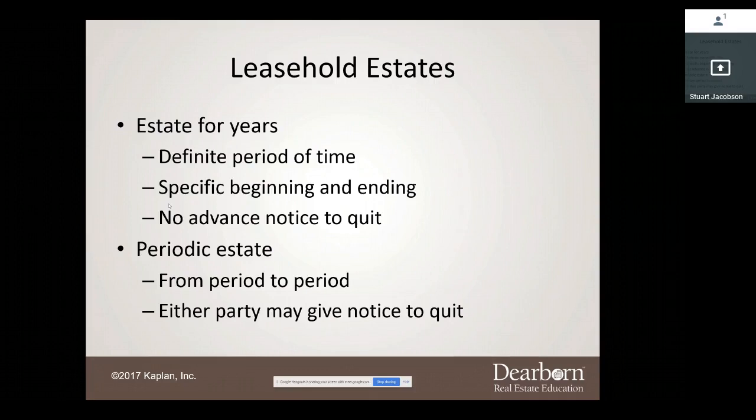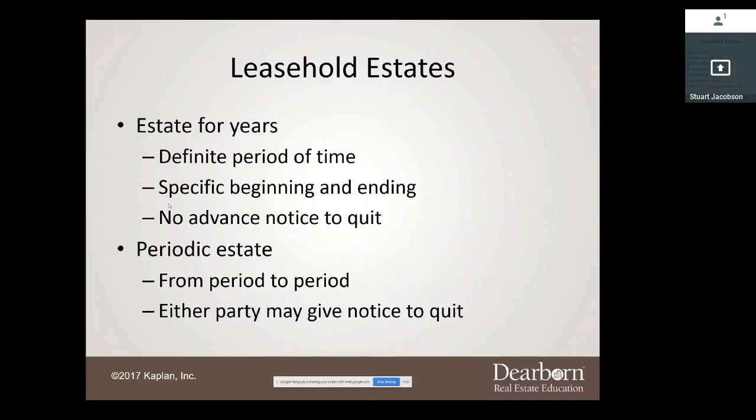Now, what's nice about this is that there is no advance notice to end the lease because the lease just ends. So they give you a funny question on the test. First, they'll say, tenant has a 1-year lease, right? Tenant has a 1-year lease. How much notice do they have to give to end the lease at the end of the year? No advance notice. And that is an estate for years. If there is a definitive beginning or end, there doesn't need to be any kind of termination given. It will just end on its own.